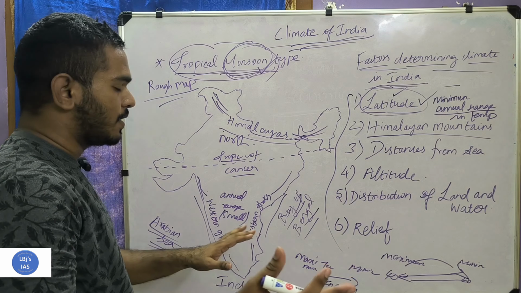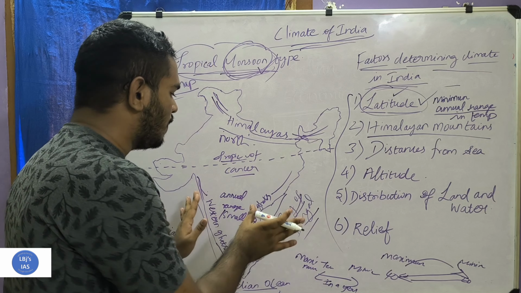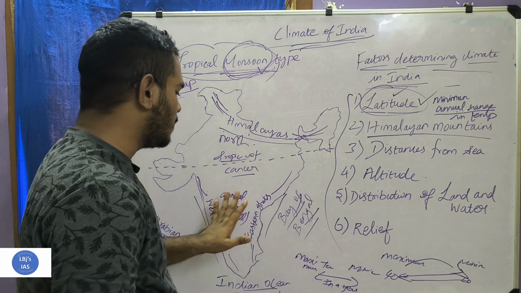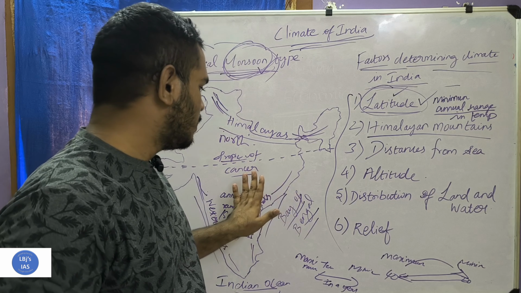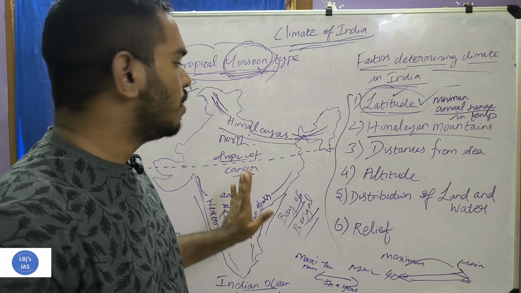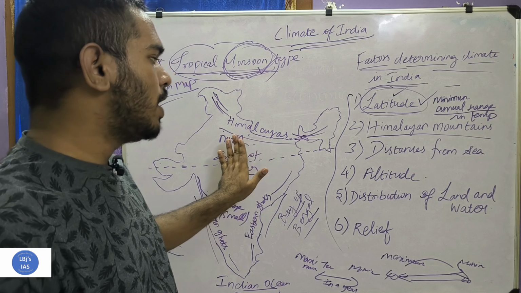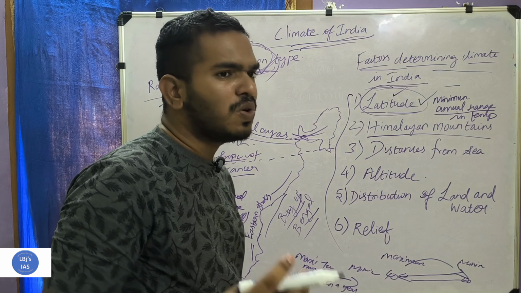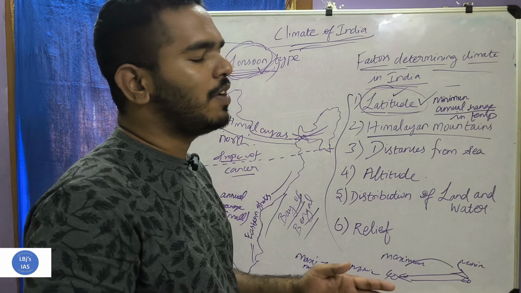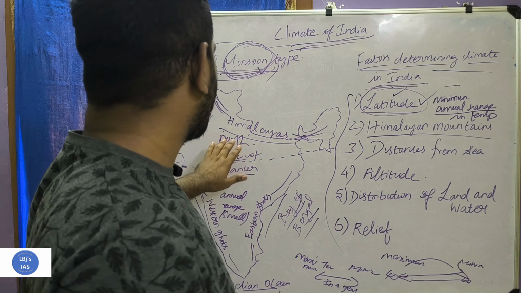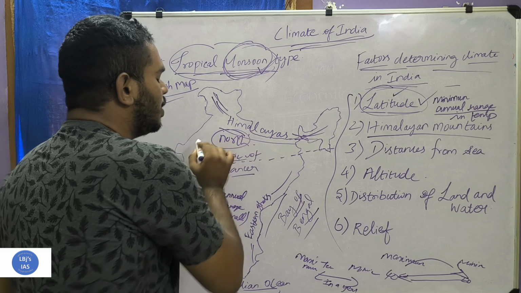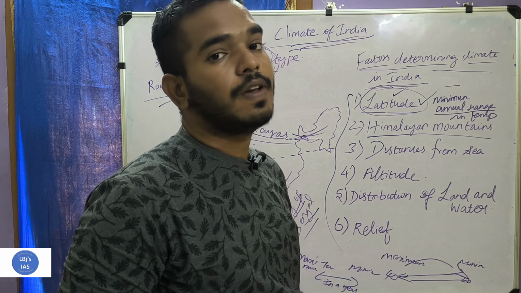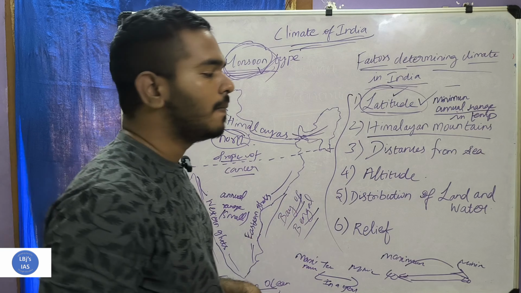Take for example, on the south side there will always be sun radiation. Sunlight will always be there on the south side of the Tropic of Cancer. The north side also receives sun throughout the year, but here there will be maximum radiation. So the minimum and maximum temperature will not differ very much. But in the north side, during the summer season it receives a very high temperature, and during the winter season it receives very low temperature, so the annual range will be high.